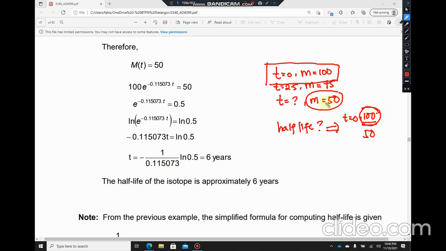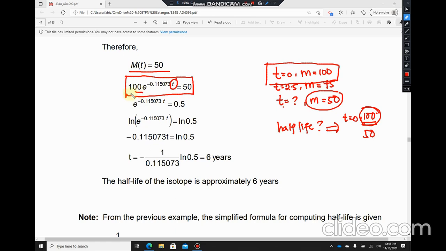So kita nak cari T bila M sama dengan 50. Sometimes dia direct je, dia kata cari masa bila mass equals to 50. But in this case, dia kata what is the half-life. So automatic kita boleh set kat sini M(T) equals to 50. So since we have equation, this one you dah solve dah tadi dalam part A. So you solve this one to get the value of T.